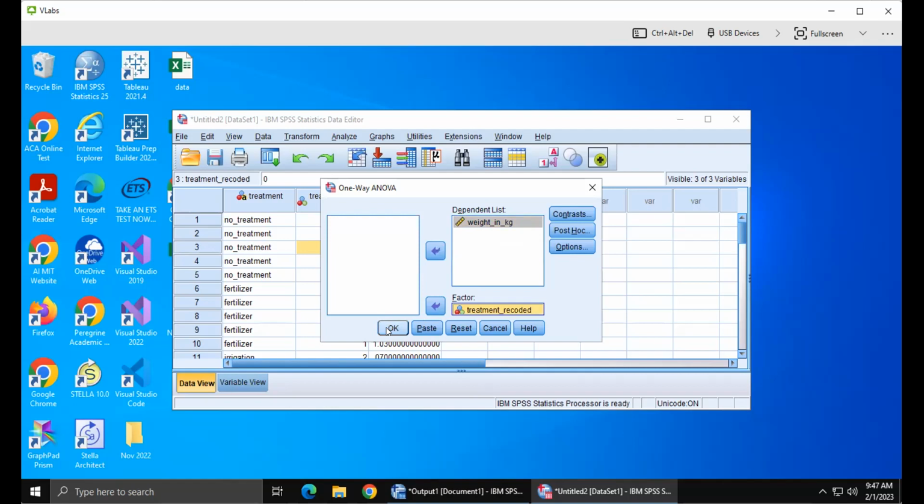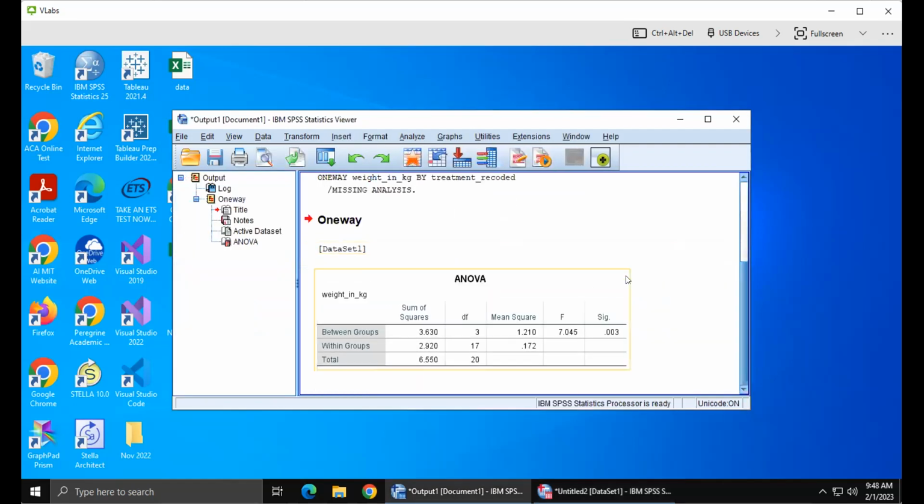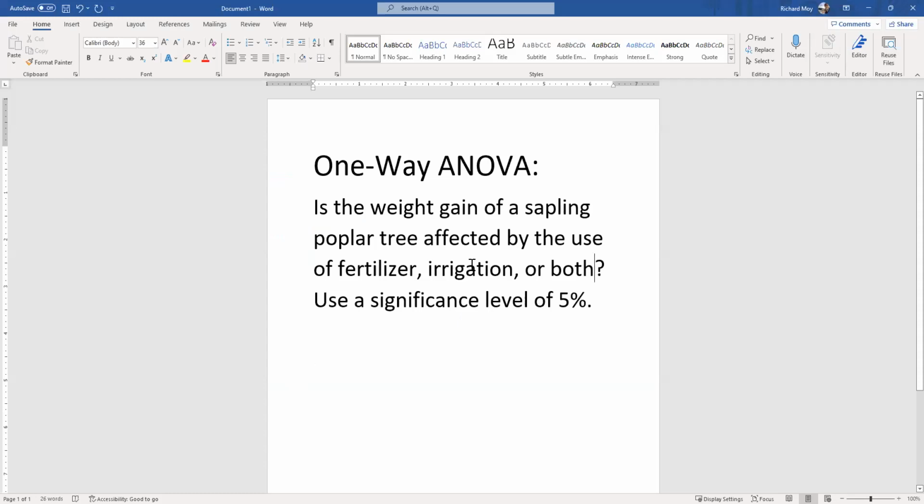We run our one-way ANOVA, and we see that we have a significance level on the far right of 0.003, or 0.3%. That's really small, so we're going to reject the null hypothesis in favor of the alternative hypothesis. If we go back to our initial setup, we have to see what our alternative hypothesis was, and that hypothesis is simply that the treatment does affect the weight gain of these poplar saplings in their early years.